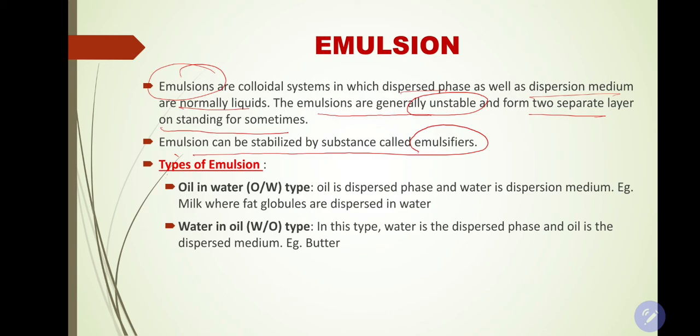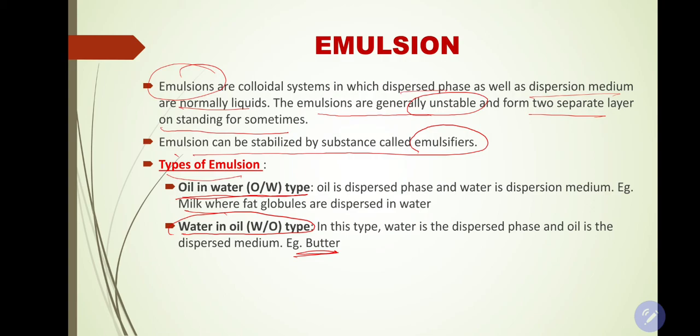So what are the types of emulsion? For example, oil in water. When oil is dispersed in water, for example milk, the fat globules are in the form of oil dispersed in water, so this is a form of emulsion. The second type is water in oil. An example of water in oil is butter. In butter you can see that there is water mixed in oil. After churning, you can get the butter out easily.